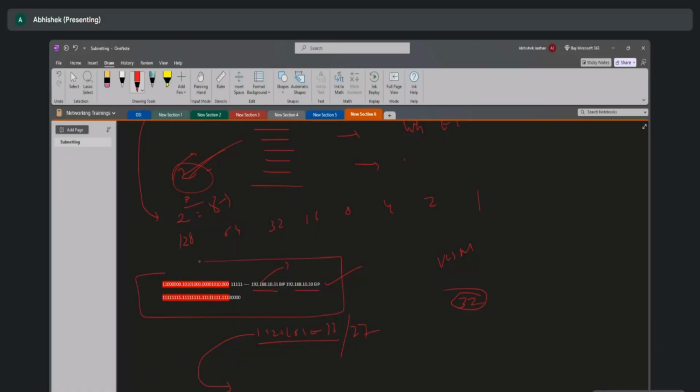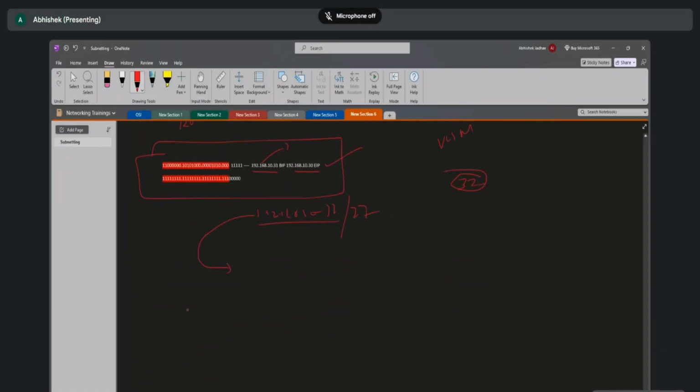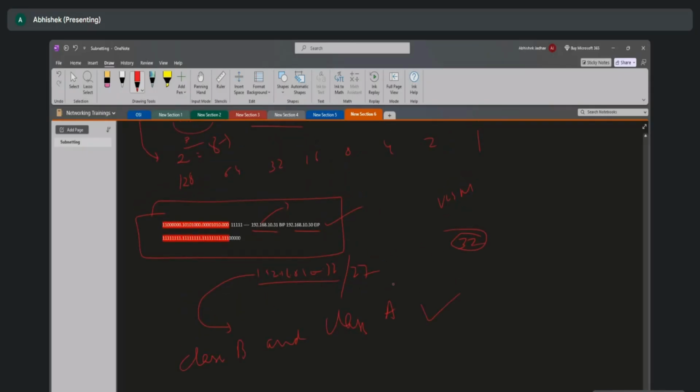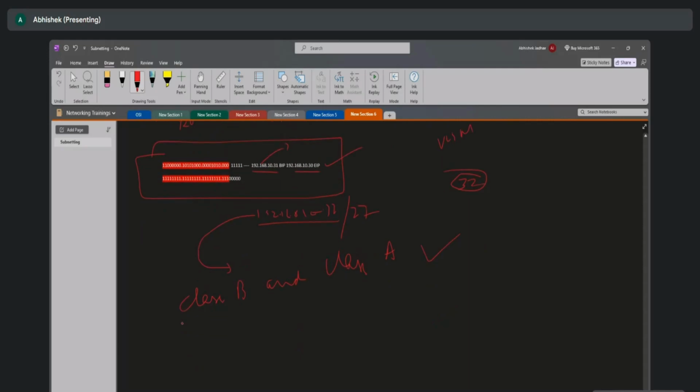Right? I hope this is clear. Class B and class A are not different. They are the same. There is no major difference between type B and type A, class B or class A, in IP addressing and subnetting. Nothing is different.